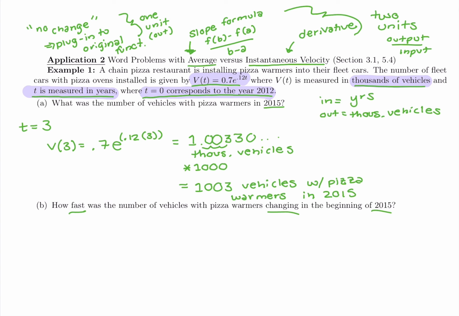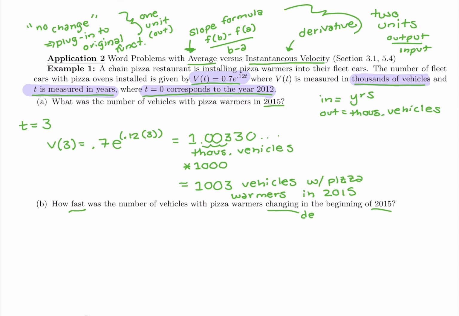Are we talking about slope or derivative? Well, it doesn't say average change between 2 years. It's just change in 2015. We're going to take the derivative to find that change in just 2015 alone. Were they getting more vehicles with pizza warmers in 2015? Or maybe the derivative could be negative, which means the number of vehicles was decreasing. Maybe there's something wrong with the pizza warmers and the amount out there is going down. So we're going to figure that out by taking the derivative of the function we were given.